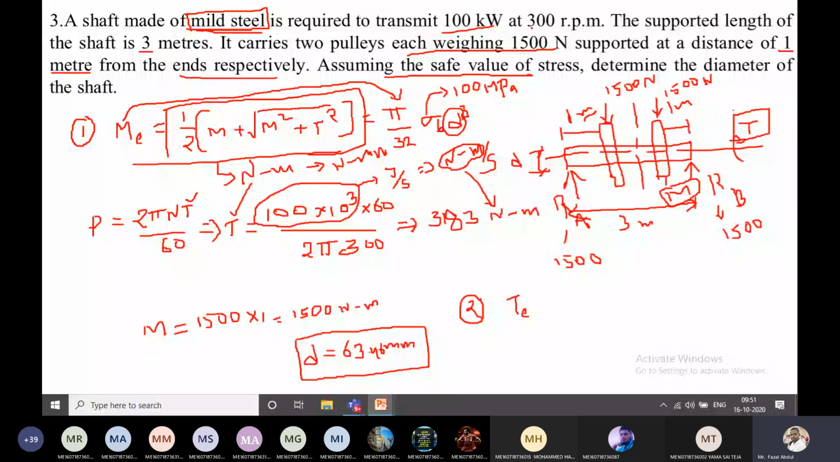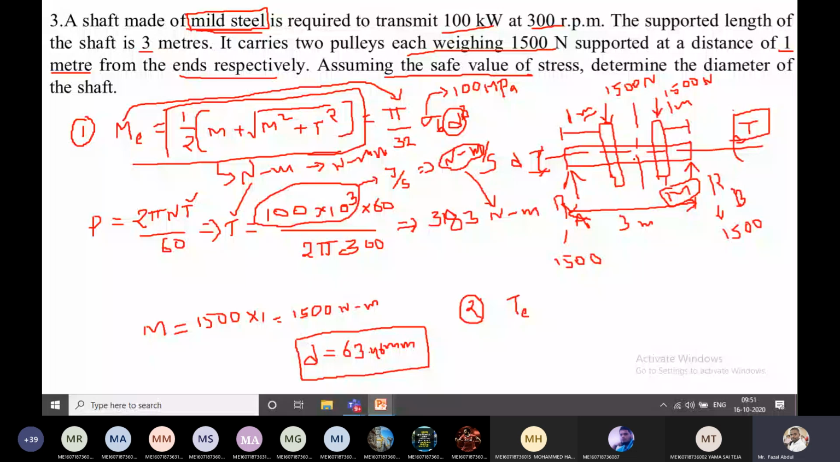Now bending moment, maximum bending moment. So see here, observe the figure. The system given in the question is totally symmetrical. Symmetrical means whatever length and weight are on this side, the same you can find on this side also. So if you calculate the bending moment on one side, the same will apply here also. So for that reason I am calculating only one side, that is 1500 into 1.